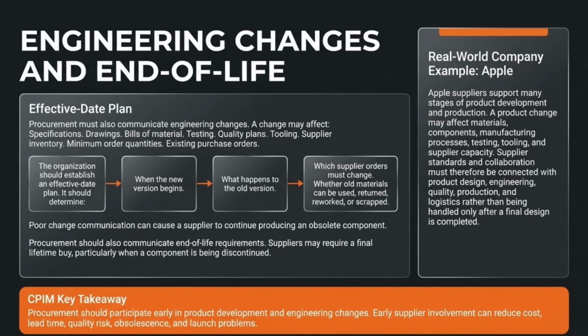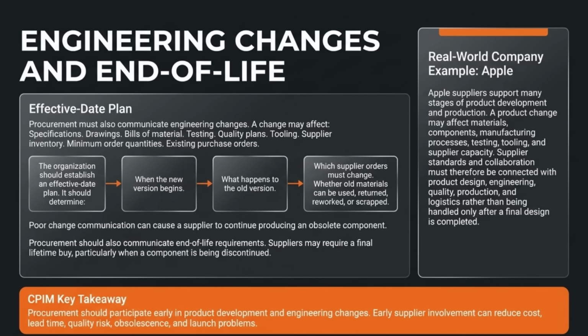A change may affect specifications, drawings, bills of material, testing, quality plans, tooling, supplier inventory, minimum order quantities, existing purchase orders. The organization should establish an effective date plan. It should determine when the new version begins, what happens to the old version, which supplier orders must change, whether old materials can be used, returned, reworked, or scrapped. Poor communication can cause a supplier to continue producing an obsolete component.